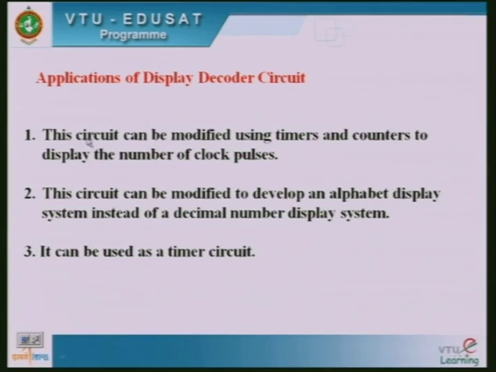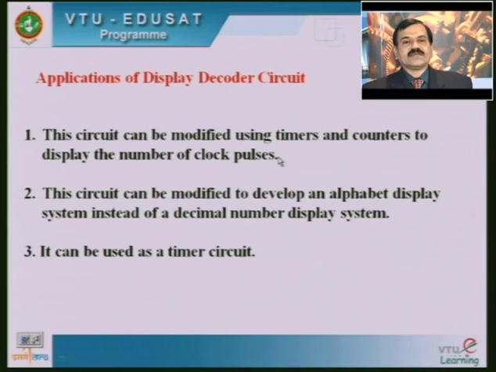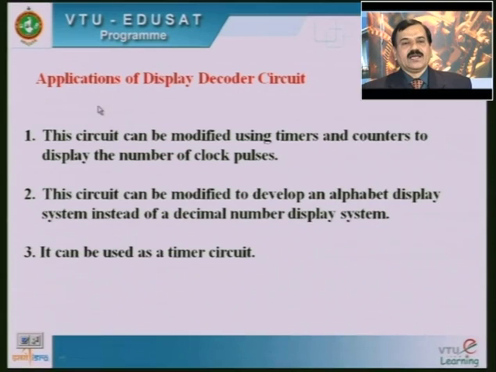So now the application part of this display decoder circuit: this circuit can be modified using timers and counters to display the number of clock pulses. Just by giving a clock pulse, it is possible for us to count how many clock pulses we have given. This circuit can also be modified to develop an alphabetic display. Here, by suitably selecting which segment should glow and which segment should not glow, alphabetical characters like A, B, C up to Z can be generated.